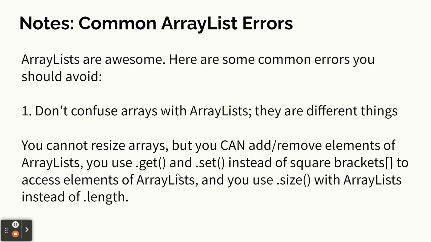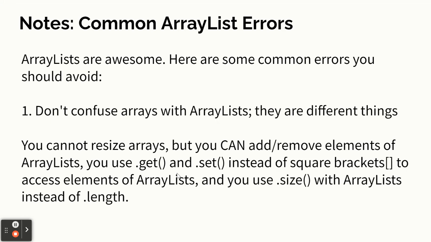Common ArrayList errors. I'm just going to start by saying ArrayLists are awesome. I'm not dissing them. You create a thing, and you put in the data you need, and you can take things out, you can move them, all kinds of things. But don't confuse arrays with ArrayLists. They're very different. An array, you can't resize. You create it, and you say, I want to create this, and it has 1,000 elements, and then you can't make it have 900 elements. It's always going to have 1,000.